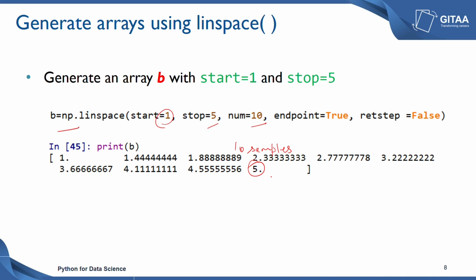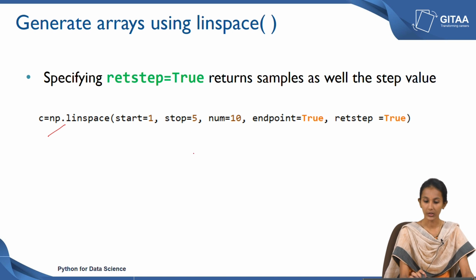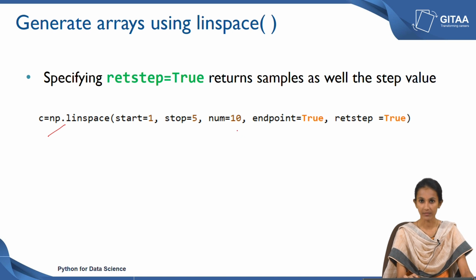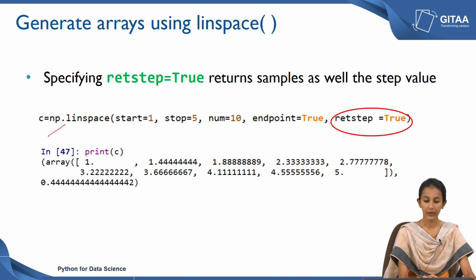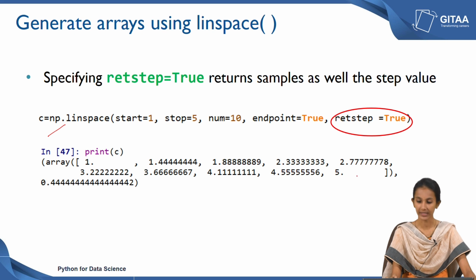We will take another case with retstep equal to True. np.linspace, the same start value, stop value, num which is the number of samples, endpoint equal to True. Till this it is the same command. Here in the last one, I have given retstep equal to True instead of False. So, the output will be first value 1, 1.44, 1.88 till 5, the same output.